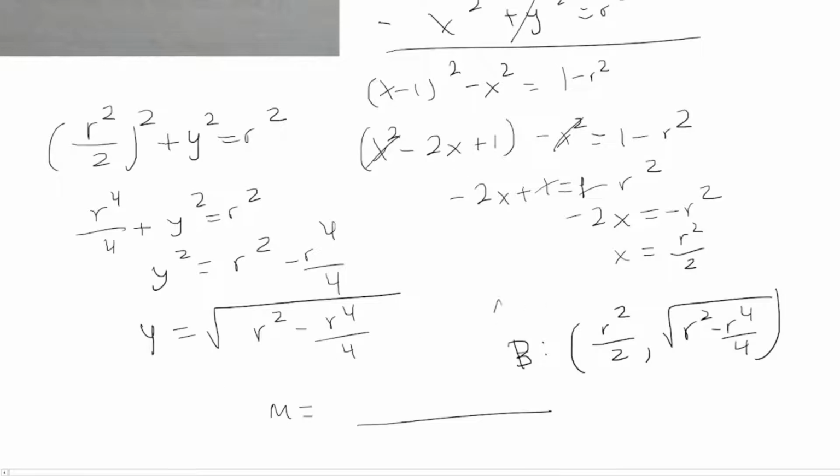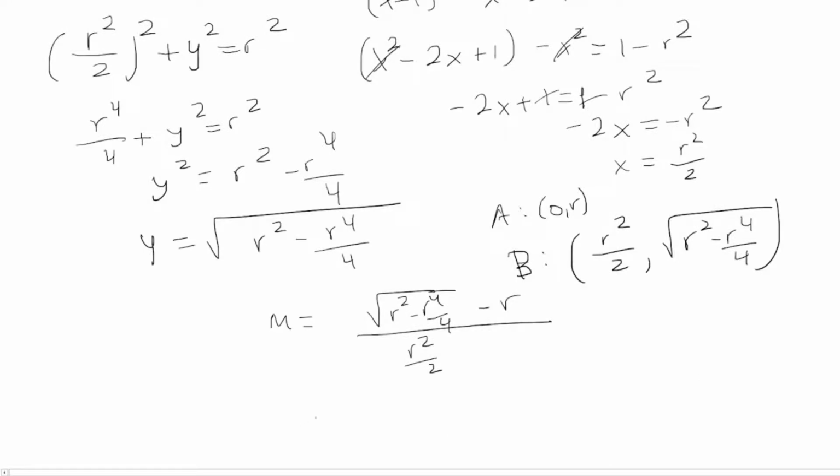So keep in mind here, A is (0, r). We're going to subtract the y values and then subtract the x values. So I can simplify this, and I can factor out r² inside the square root.